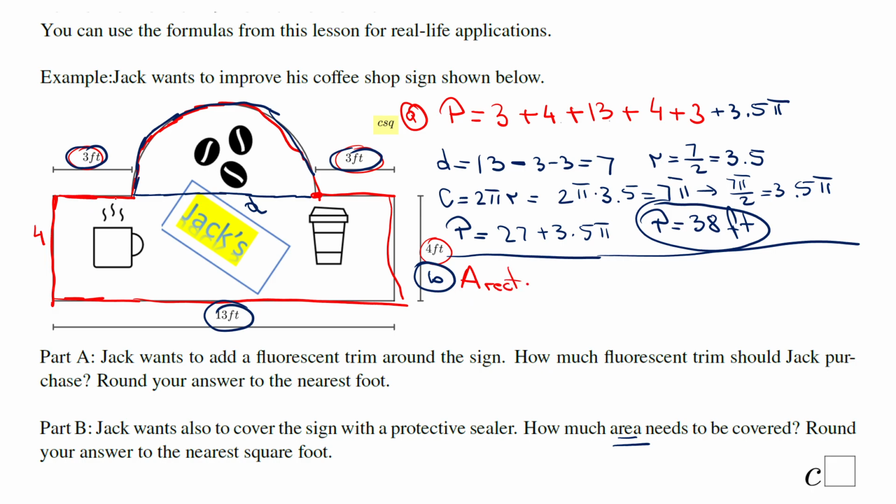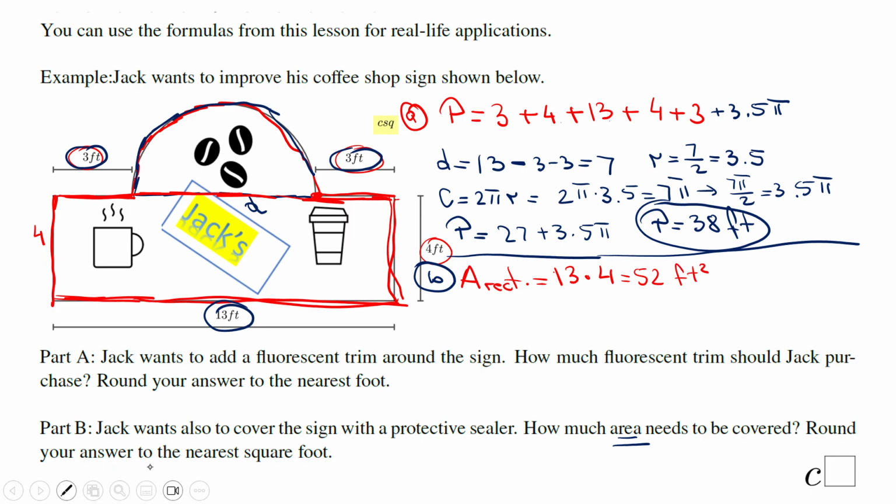This one, ladies and gentlemen, I'm going again on top. This is a rectangle, and that is 13, the length is 13, the width is 4, 13 times 4, that will be 52 square feet.